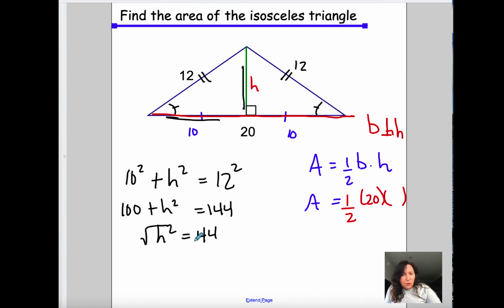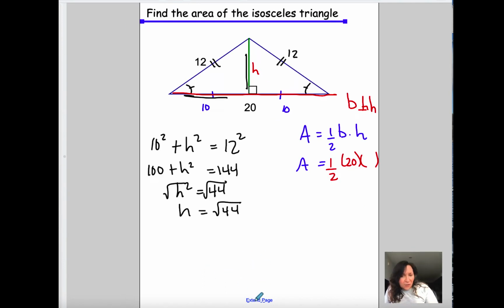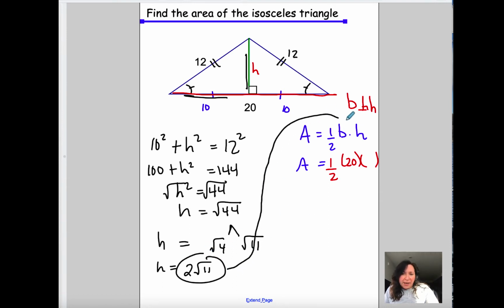And then I'm going to square root both sides, and I'm going to get the height is equal to the square root of 44. Now, that being said, I do know that the square root of 44 will break down because 4 will divide into 44. So this will break down into baby little roots, right? Root 4 times root 11. And that equals the height. Well, the height then is going to equal square root of 4, which is 2, times square root 11. So that's my height.